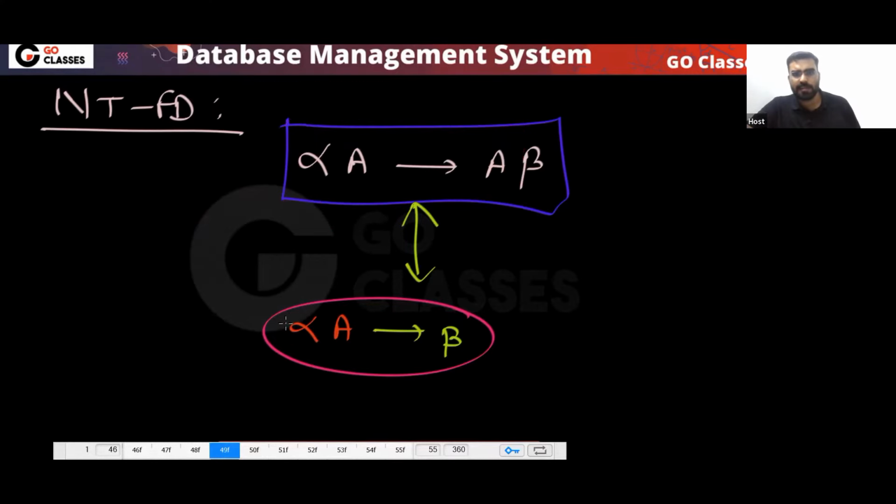Is this clear? Tell me, is this clear? So this part of the RHS which is already on the LHS, you can remove, because if you notice, this is uninteresting. Alpha A goes to A. This is trivial.